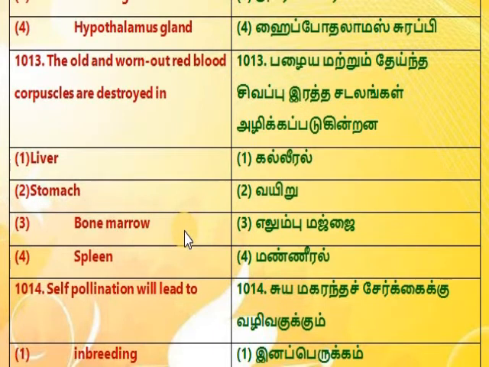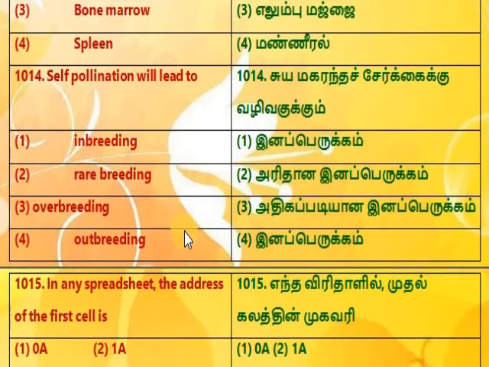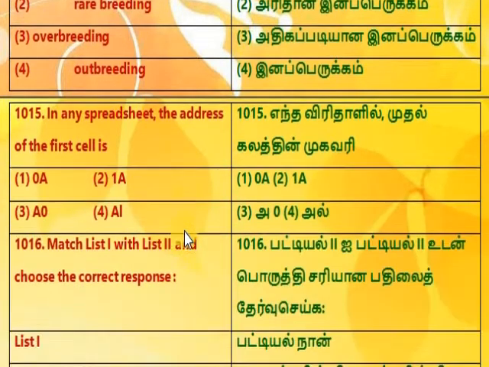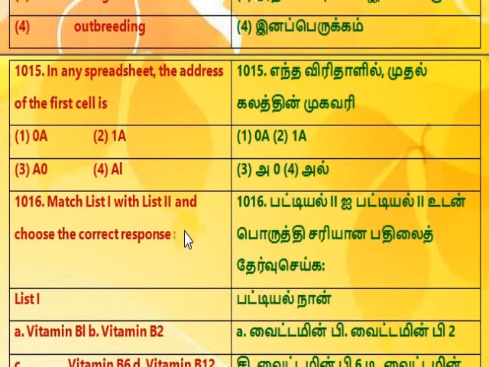1013. The old and worn-out red blood corpuscles are destroyed in 1. Liver, 2. Stomach, 3. Bone marrow, 4. Spleen. 1014. Self-pollination will lead to 1. Inbreeding, 2. Rare breeding, 3. Overbreeding, 4. Outbreeding. 1015. In any spreadsheet, the address of the first cell is 1. 0A, 2. 1A, 3. A0, 4. A1.